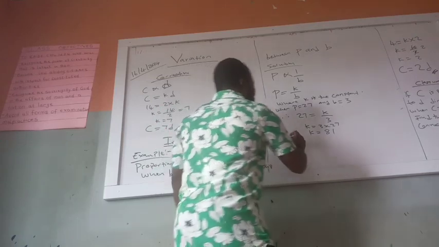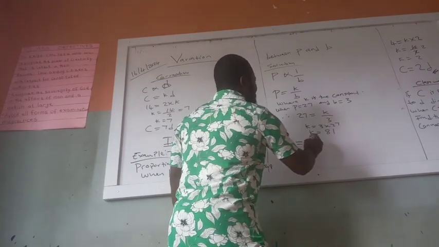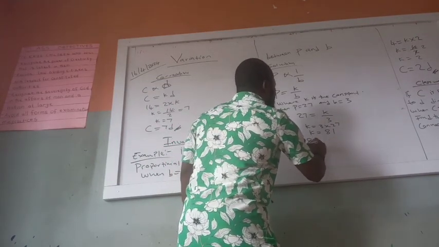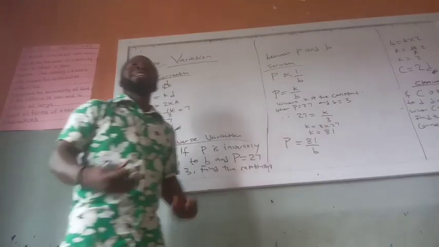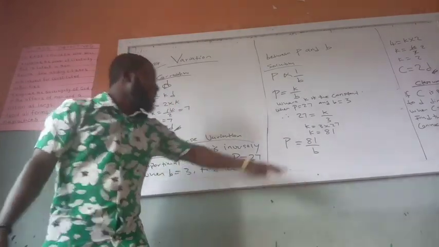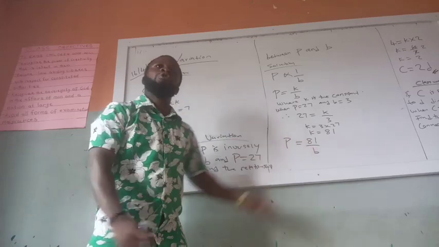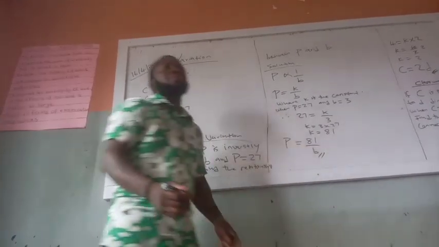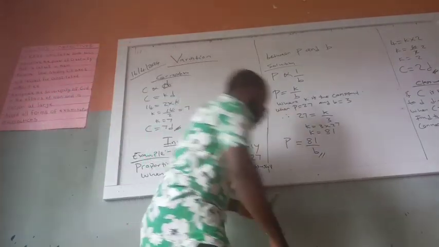Alright. Now that we've gotten our K to be equal to 81, what are you going to do? That means P is equal to 81 over B. So this is the relationship we are going to use. Do we understand? Yes. All right. Please copy that down.